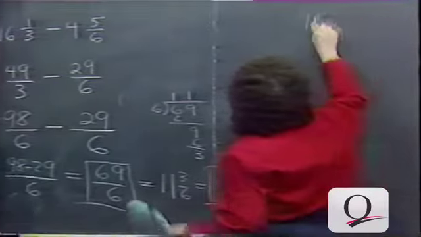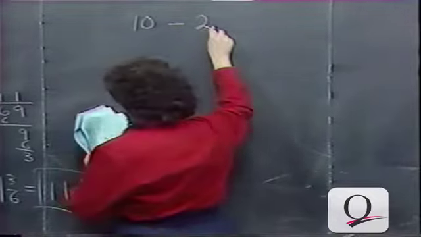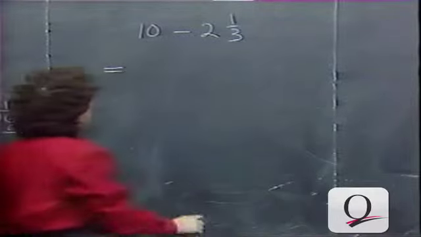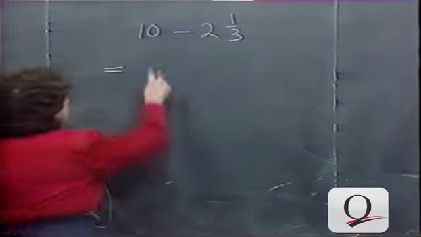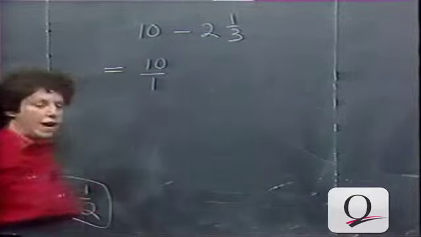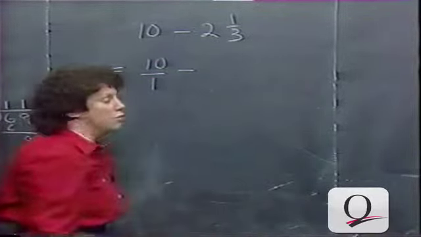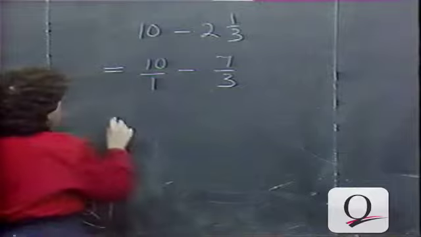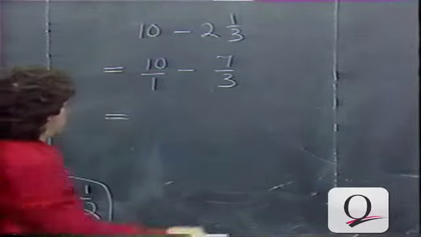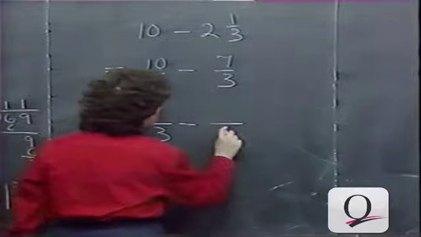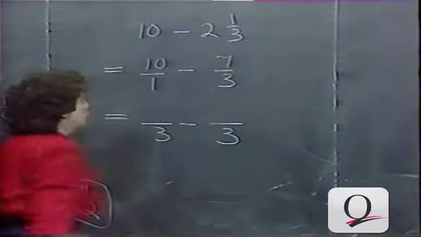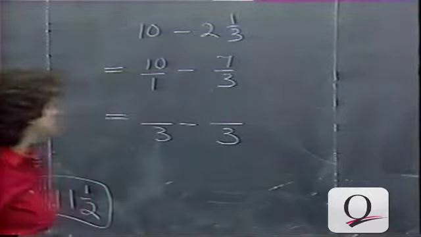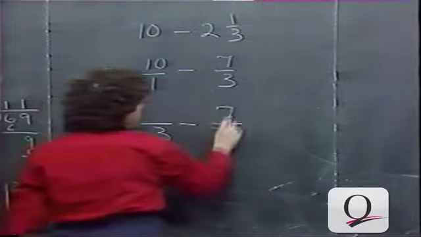Let's also try the following. 10 minus 2 and a third. Now, in order to do this, think of 10 as 10 over 1, so that it's in fractional form. And 2 and a third is, of course, 2 times 3, 6 plus 1, 7 thirds. The lowest common denominator in this case is 3, because 1 and 3 both have 3 as a multiple. And 7 thirds is already in the correct form.